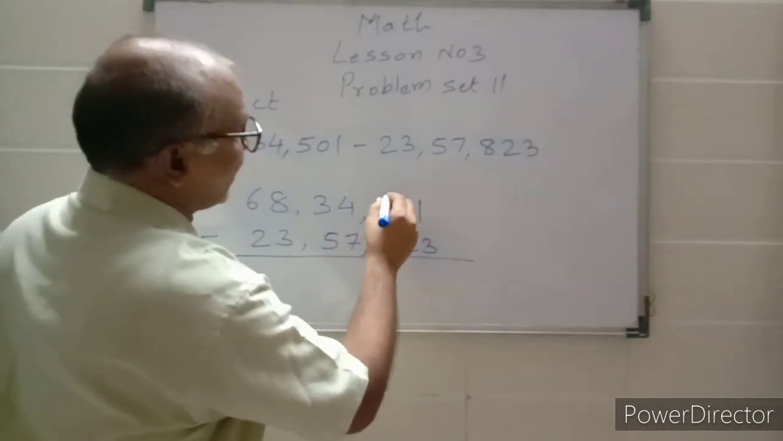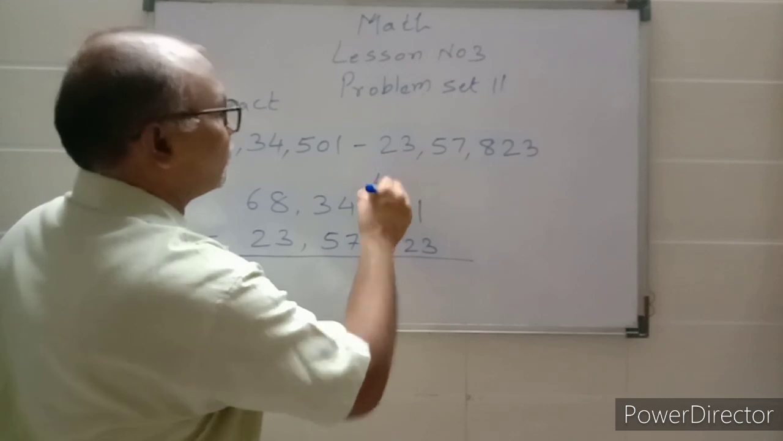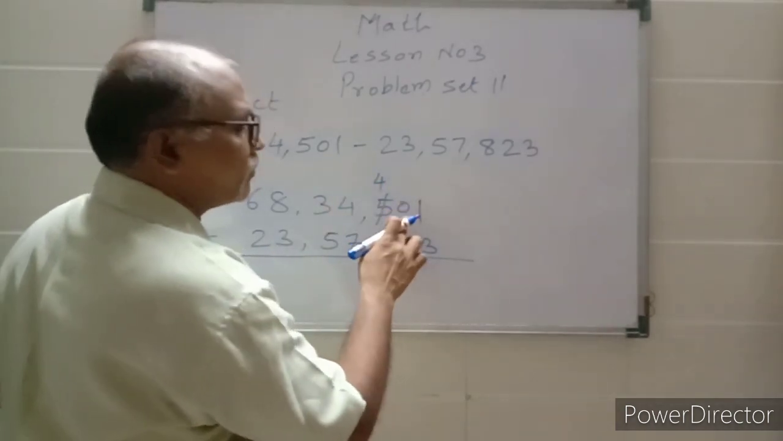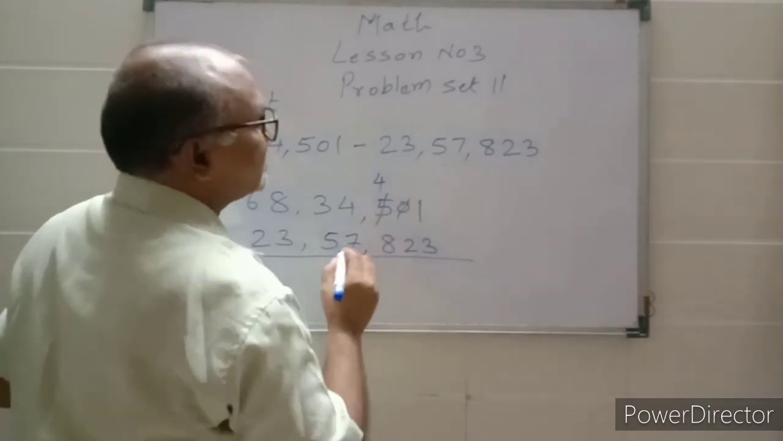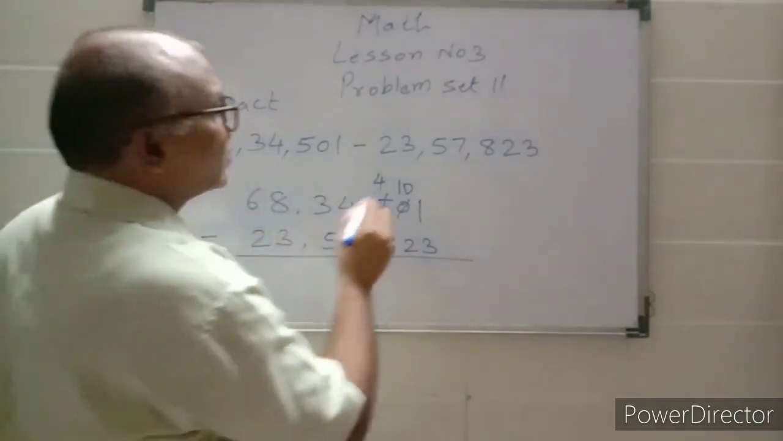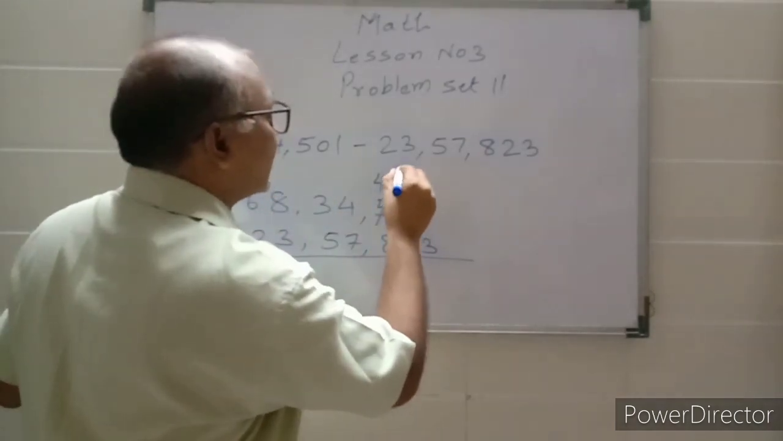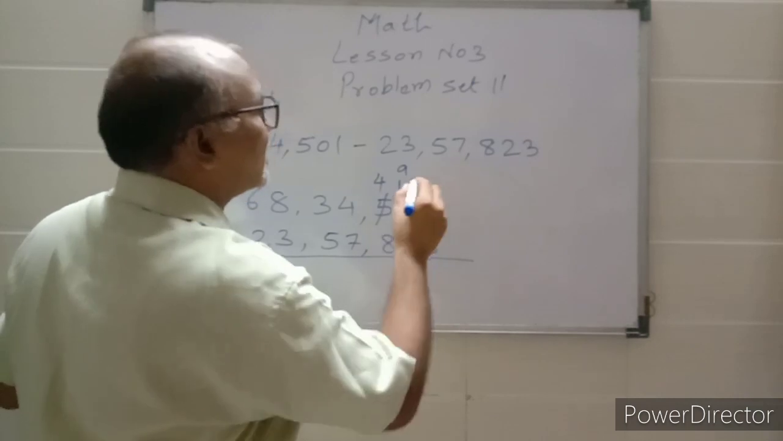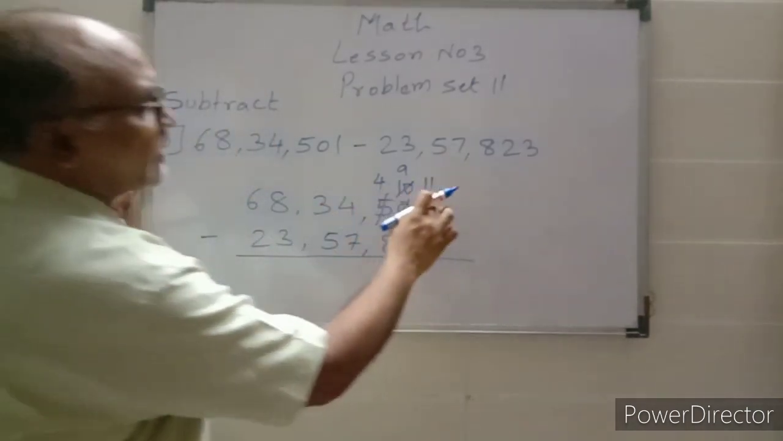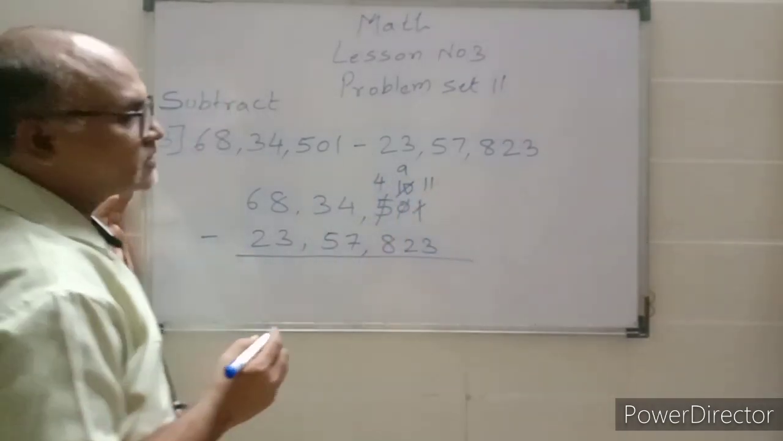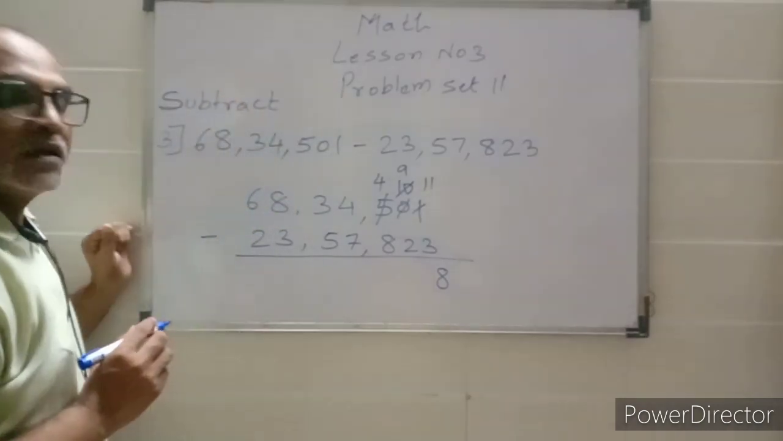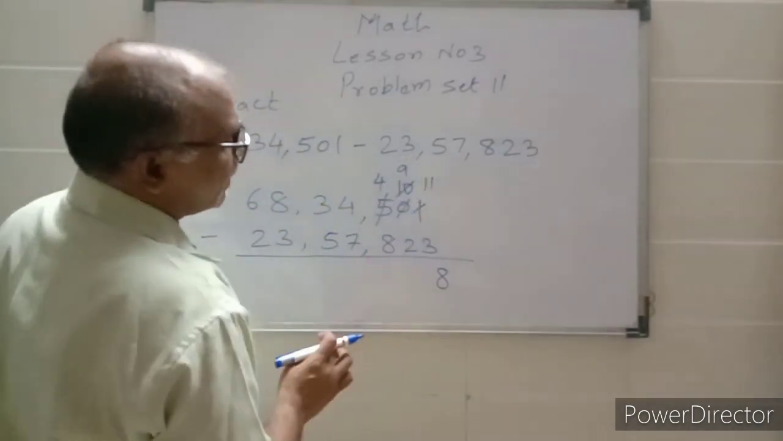So we will cut this 5 first and write here 4. When we cut this 5 and write 4, it means we are borrowing 1 for this. So we will cut this 0 and write here 10. Now in the tens place we have 10. So we will cut this 10 and write here 9. And here we will cut and write 11. Is it clear? Now 11 minus 3 is what? 8. Yes. Very good.